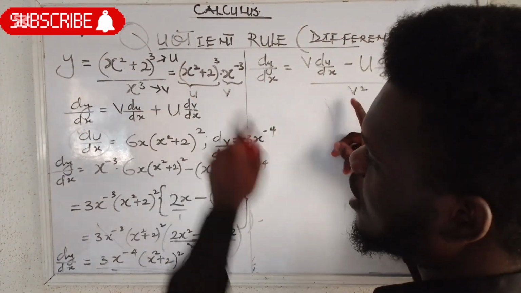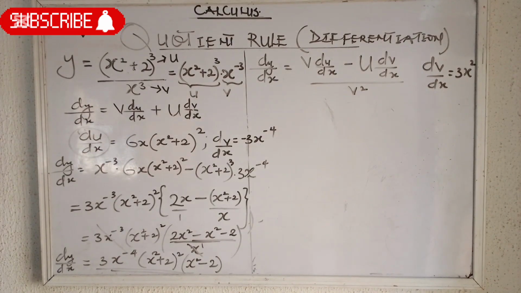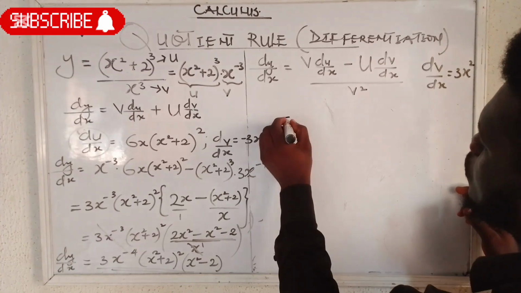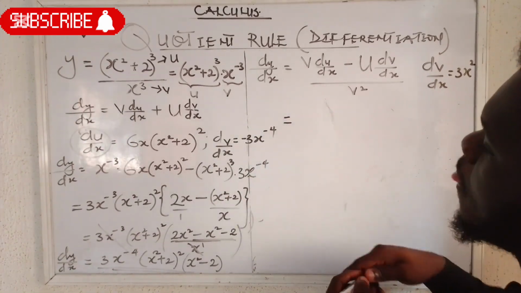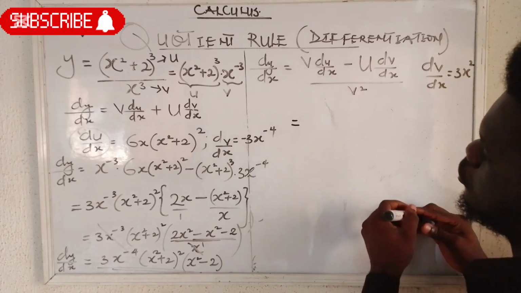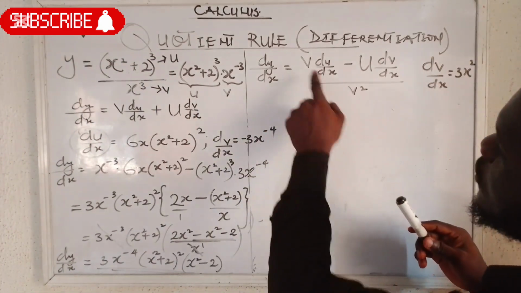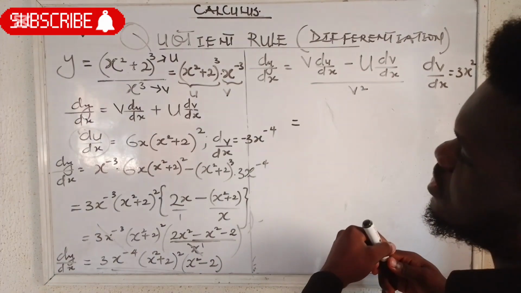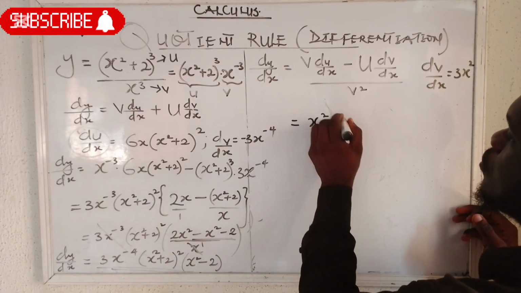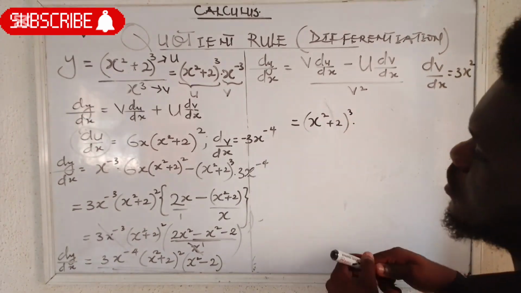What is the v squared now? It's x to the power of 3. So let's see what we can do to get that. We just say equals to what? What is our v? So we are looking for the derivative of this function. What is v? V is the same as x squared plus 2 all to the power of 3 times du dx. What's du dx?